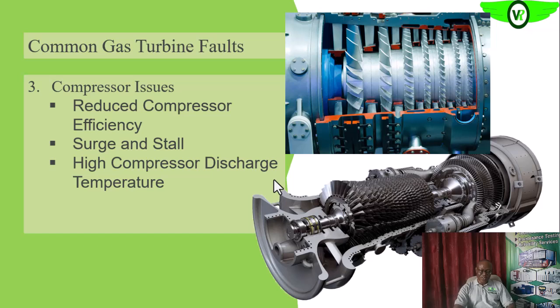Then high compressor discharge temperature. Okay, high compressor discharge temperature, that is another issue with the compressor. Remember, by virtue of the nature of its functioning, compressing the air will invariably increase the temperature of that particular air. So that temperature has a normal level, because if the temperature is too high before we send it into the combustor, that will further increase the temperature of the combustion product, which will mean that we will have increased exhaust gas temperature.